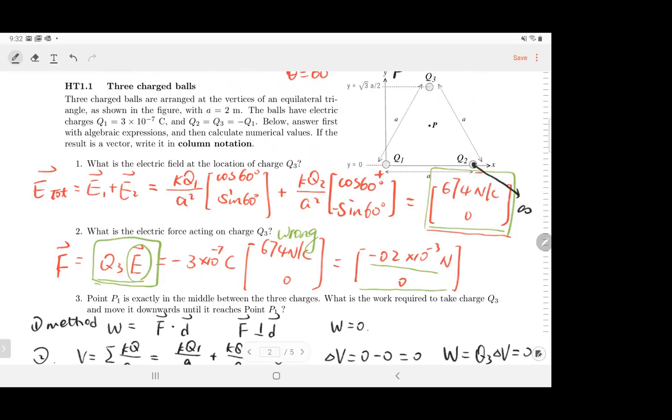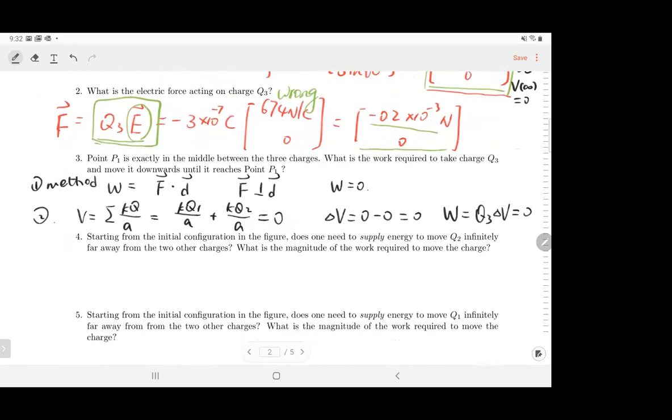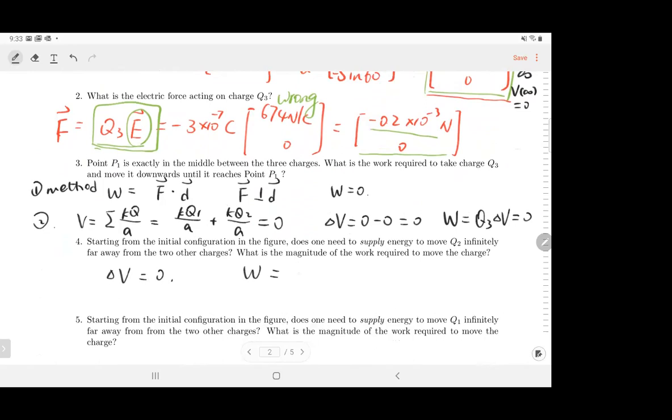At the initial position, the potential is equal to KQ1 over A plus KQ3 over A. And we know Q1 equals minus Q3. So the potential at this position is equal to zero. And at infinitely far away, the potential is also equal to zero. This is from the definition. So if this is true, the potential difference is zero. Then the work that needs to be done is zero.